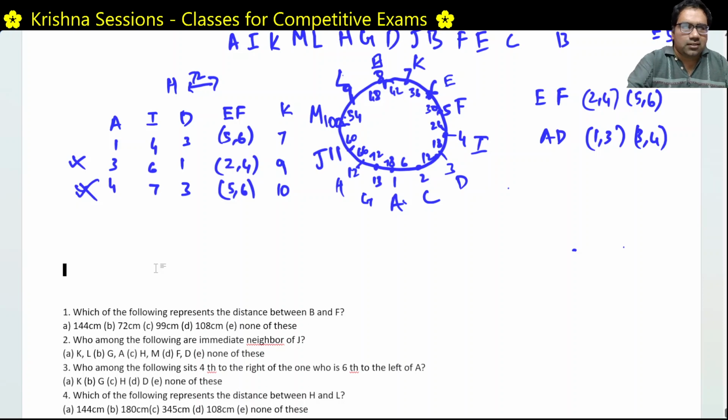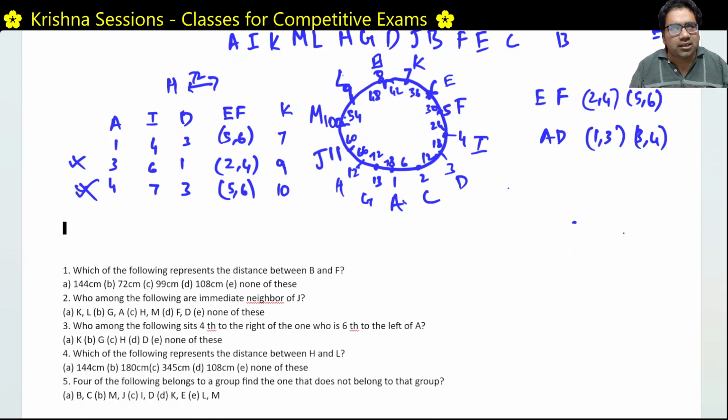Which of the following represents the distance between B and F? B and F is what? 42 plus 36 plus 30. That is 108. That is the distance. Who among the following is immediate neighbor of J? J is who? H and M. Who among the following sits 4 to the right of the one who is 6 to the left of A? 6 to the left of A: 1, 2, 3, 4, 5, 6 is B. And 4 to the right of B is 1, 2, 3, 4, which is H.